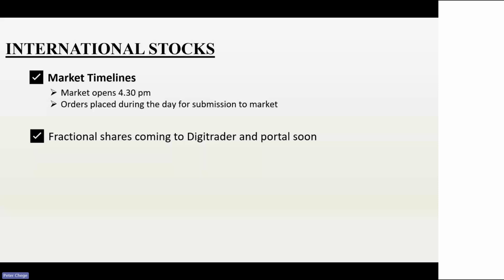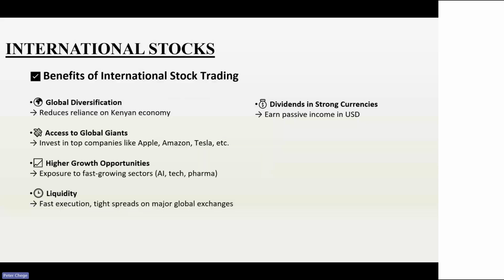So the benefits you start to gain, one of them is global diversification. You reduce the reliance on the Kenyan economy. You're not tied to one country's economy. Like if Kenya is affected by the political environment, you still have an international market to concentrate on and continue enjoying gains. It helps you spread risk and improve portfolio stability.